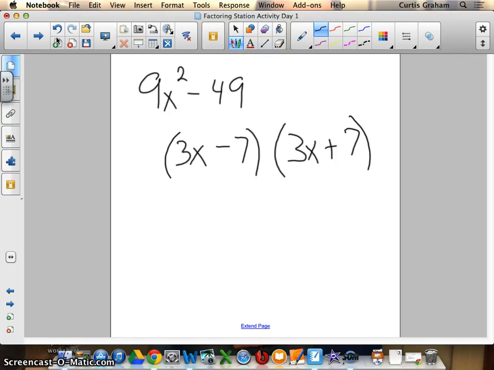Difference of squares is a very important type of factoring. It will be used in upper level mathematics quite a bit. So you need to make sure that you recognize this case of factoring whenever it pops up.